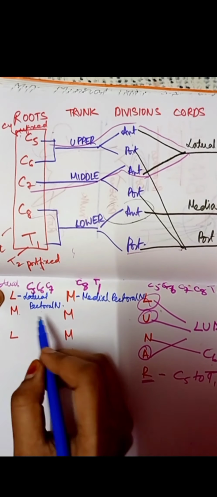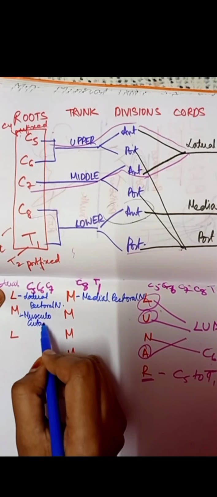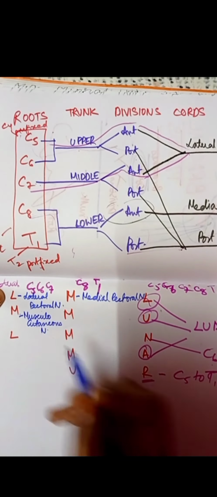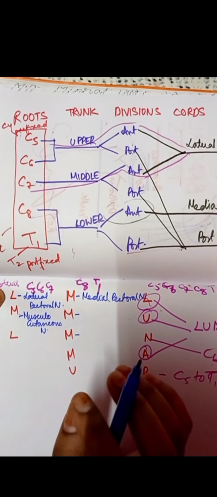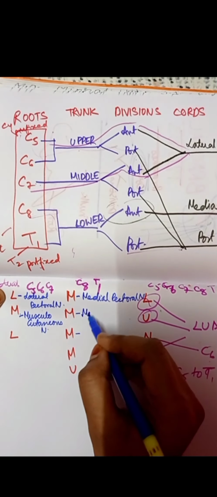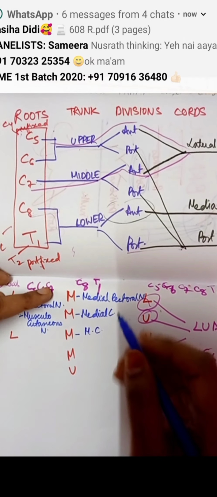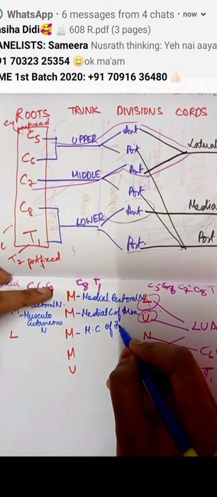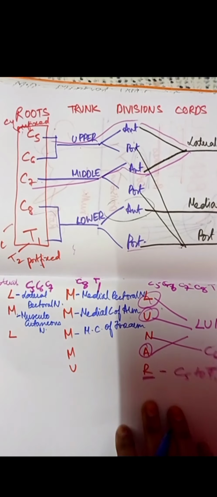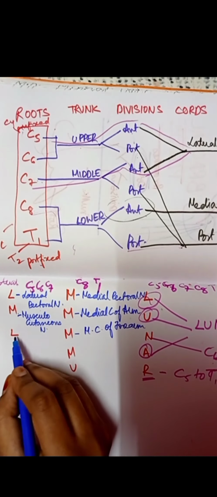Now who is M here? M is musculocutaneous nerve. Here you have two similar names. They will be medial cutaneous nerves. One will be of arm, one will be of forearm. So simple. Musculocutaneous, here you make it medial cutaneous. Wow, wow, wow.